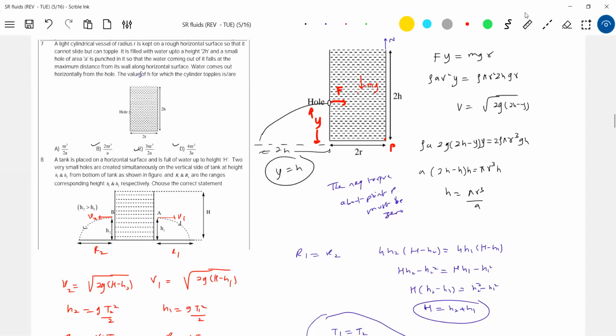Some toppling idea is bringing the values of h for which the cylinder topples, kept on a rough horizontal surface. Please read the question. Don't look at the solution directly. Okay, first read the question so that you'll get an idea what to do.